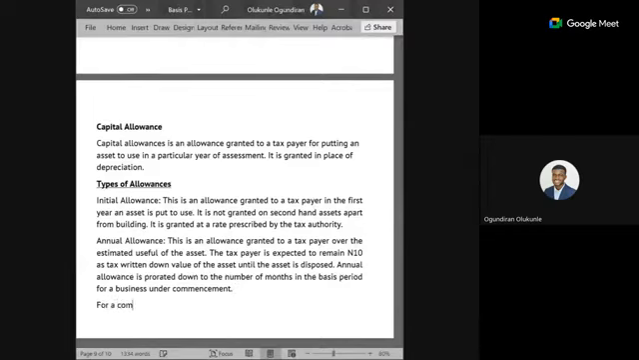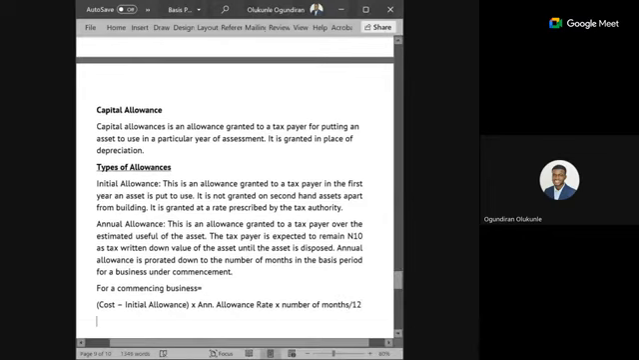So for a commencing business, your annual allowance is cost minus initial allowance, times the annual allowance rate, then times number of months divided by 12. That's it.